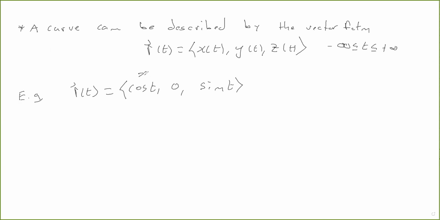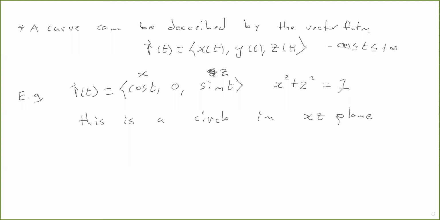So this is the x coordinate, this is the z coordinate. And so we see that in this case, the square of the x coordinate plus the square of the z coordinate is equal to 1. Okay, so what does this mean? As t goes from 0 to infinity or whatever, this is a circle in the xz plane.